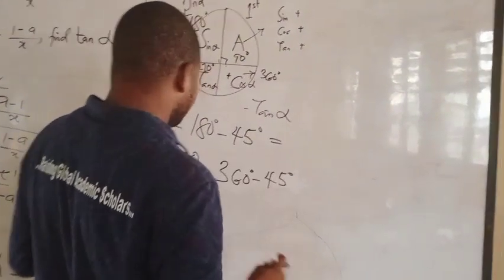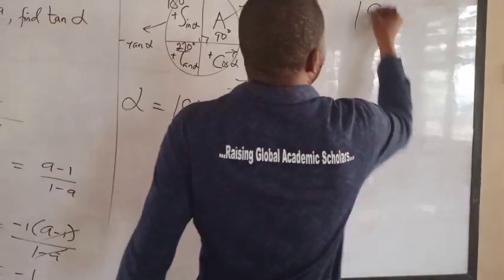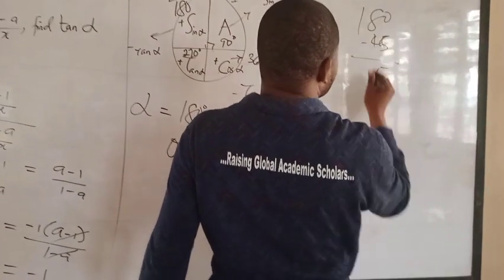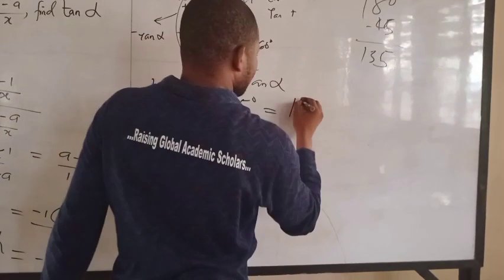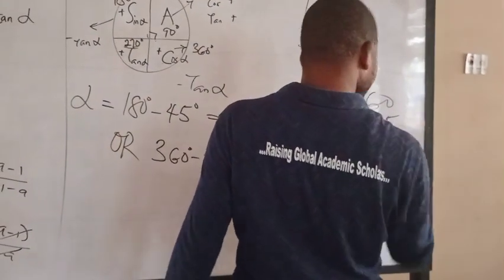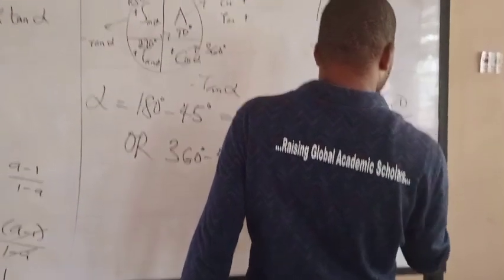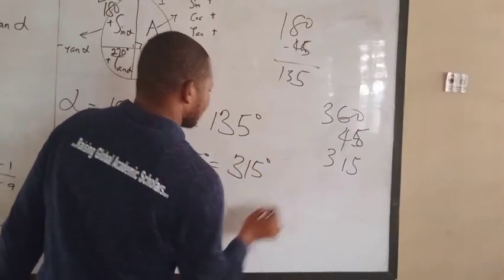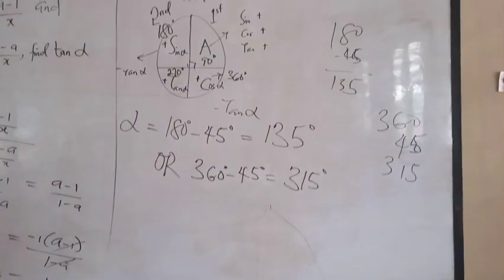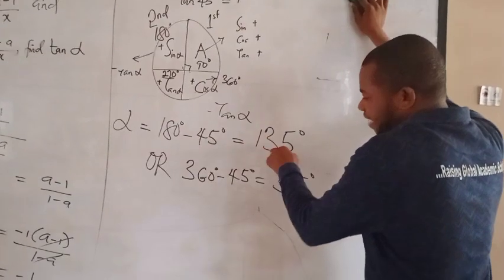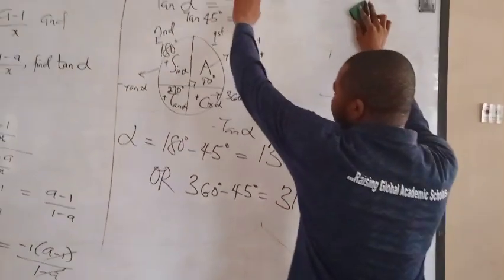So 180 minus 45 gives us 135 degrees. And then 360 minus 45 degrees gives us 315. So these are what you are expected to get as your answer. It is at these angles that your tan will be negative 1.